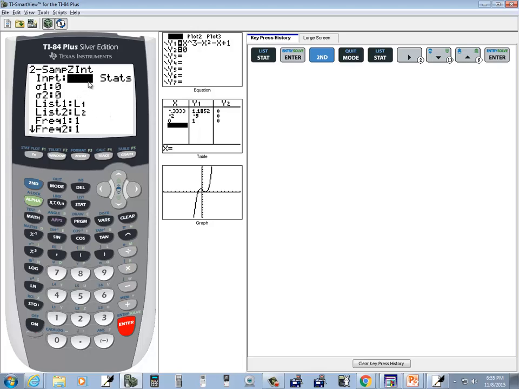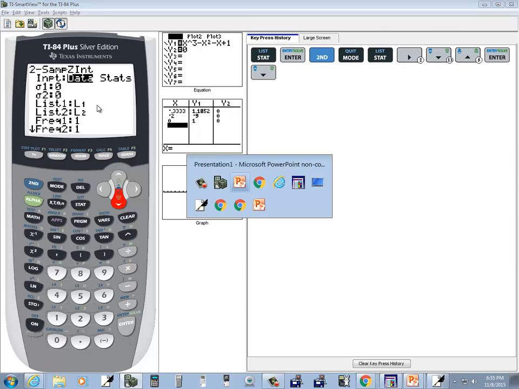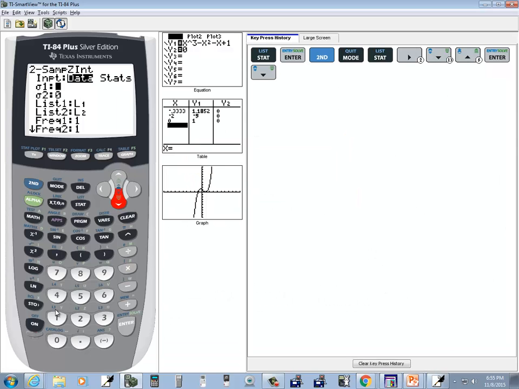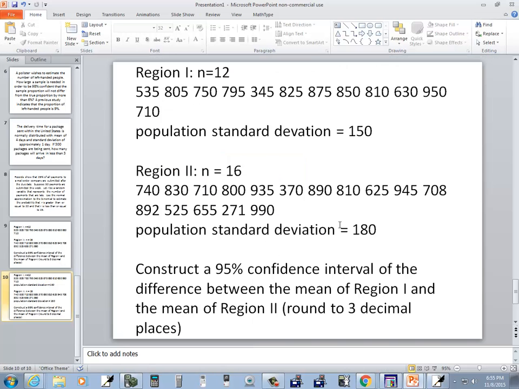Now we want data again, because we put our numbers in L1 and L2. So if your data isn't highlighted, put your cursor on it and press enter one time. Okay, sigma 1. That would correspond to our population standard deviation of our first region, which is 150. And sigma 2 would be 180 for our second region.